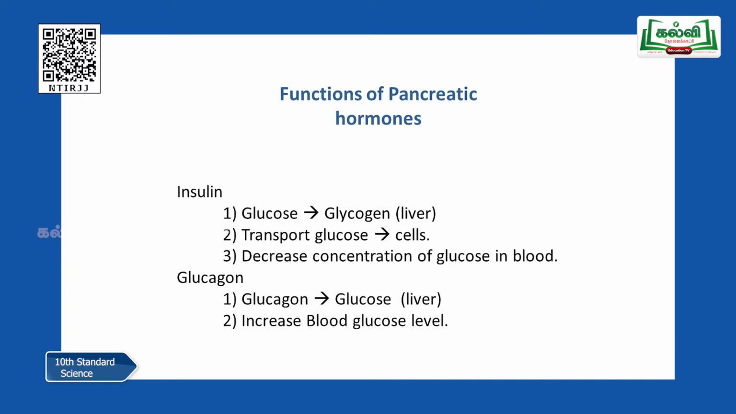So, the glucose level will increase when we are not doing work, we are not physically active, and we become more fatty in nature. And the second important hormone is glucagon. Glucagon has the reverse action of insulin. Insulin converts glucose into glycogen, but glucagon converts glycogen into glucose. So, glucagon does the reverse process and increases the blood glucose level.